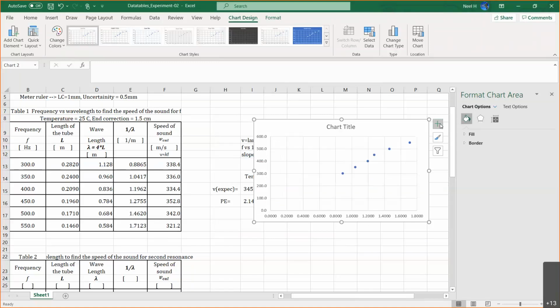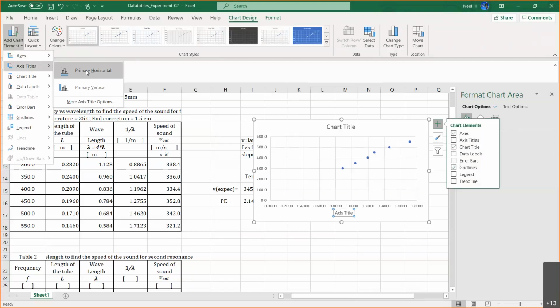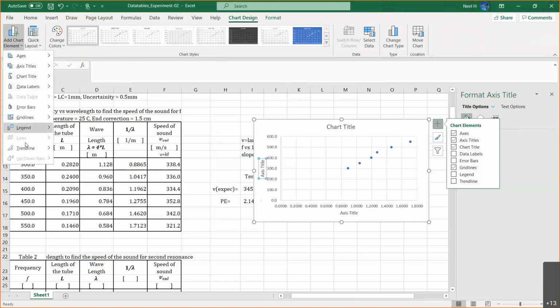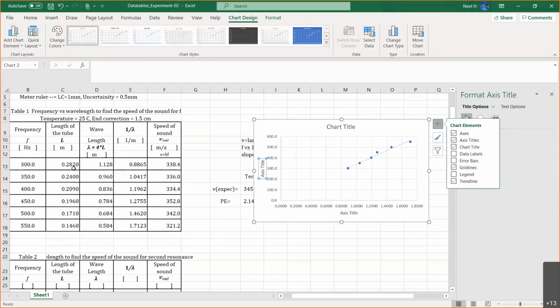And then we'll fit the data. I need the trend line. Usually all of those options are here, left hand side, very top: chart element, axis title. We need all the axis titles, and we need the trend line. We need trend line linear. Okay.